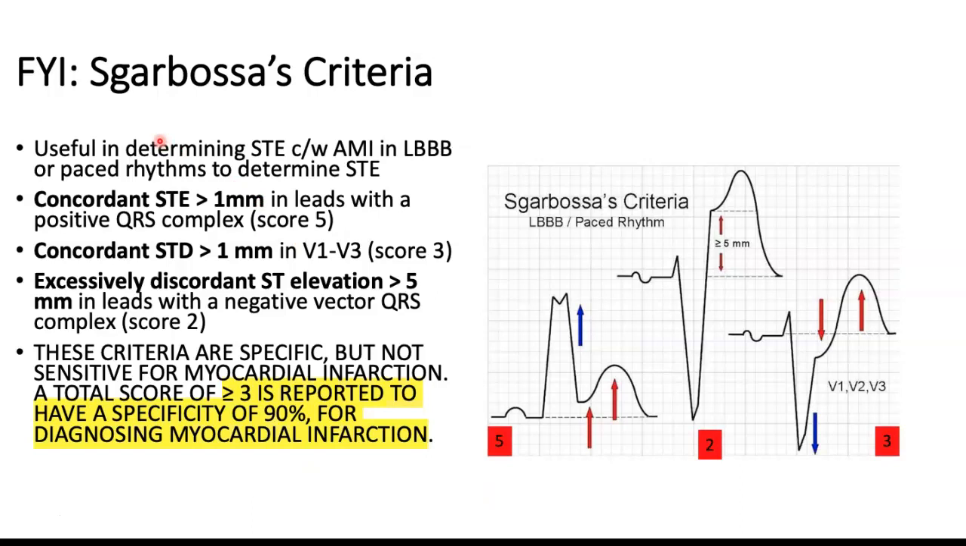FYI, we'll cover this in the spring, Sgarbossa's criteria. So this is useful when you're trying to determine acute ST segment elevation in the presence of a left bundle branch block and in some cases paced rhythms. We're not going to go through this now. We'll come back to this in the spring, but this is a way to try to evaluate for ST segment elevation in the presence of a known left bundle branch block in a patient with symptoms.